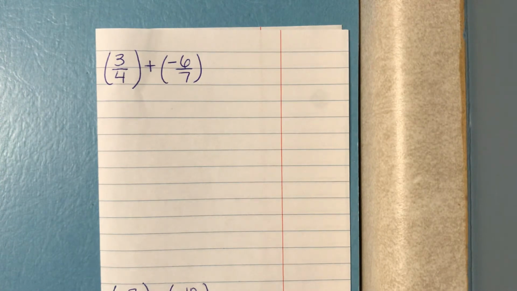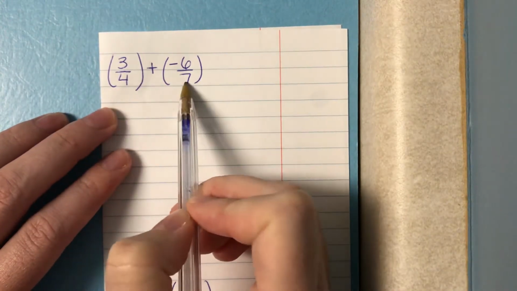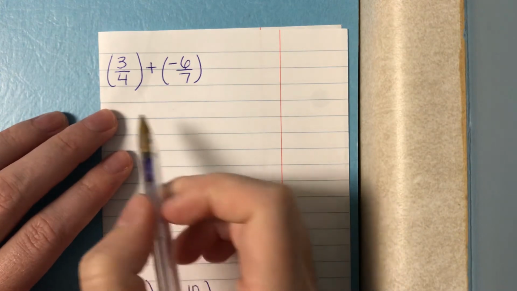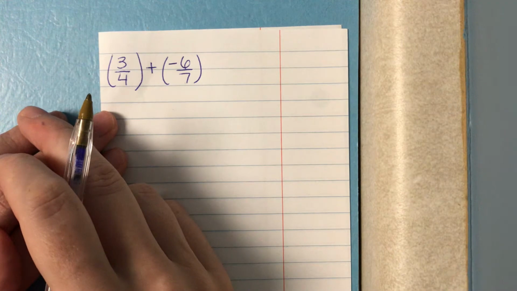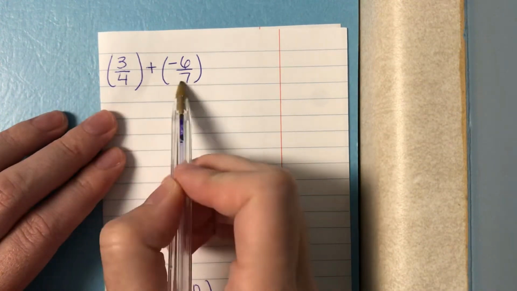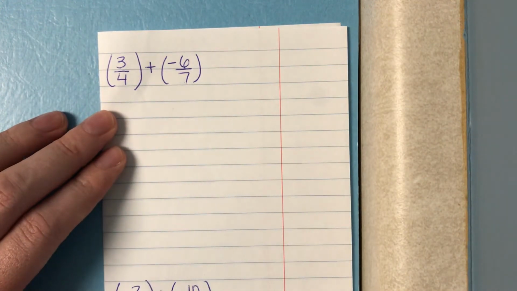So first step when adding or subtracting fractions is to get a common denominator. So my denominators are 4 and 7. I'm looking for the smallest number that 4 and 7 both go into, so that would be 28. If you're ever not sure what your common denominator should be, your backup plan should be to multiply them together. So 4 times 7 is 28, so 28 is going to be my common denominator.